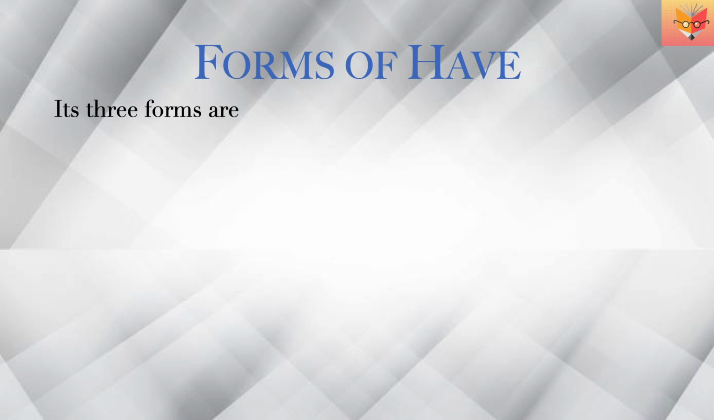Its three forms are have, has, had. Have is used in the present tense when the subject is a plural noun or the pronoun. Has is used in the present tense when the subject is a singular noun or pronoun. Had is used in the past tense with subjects of all numbers and persons.